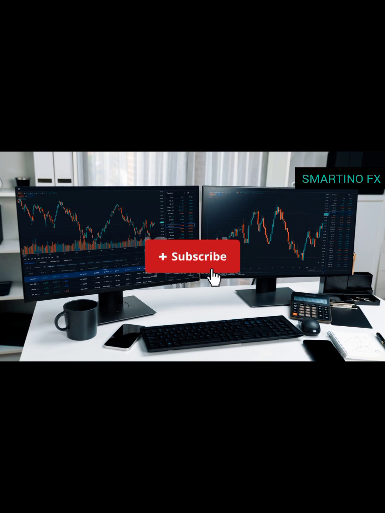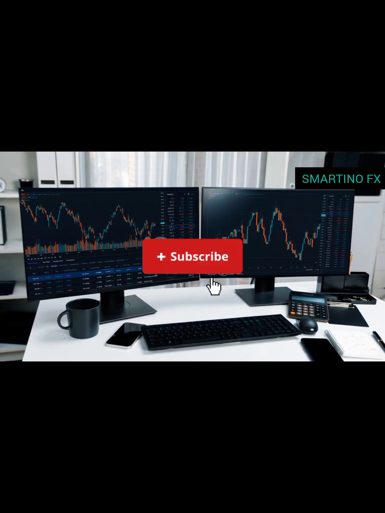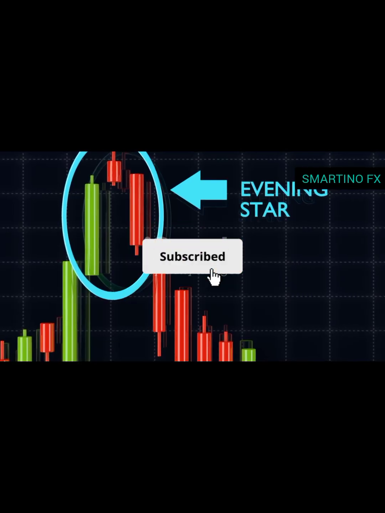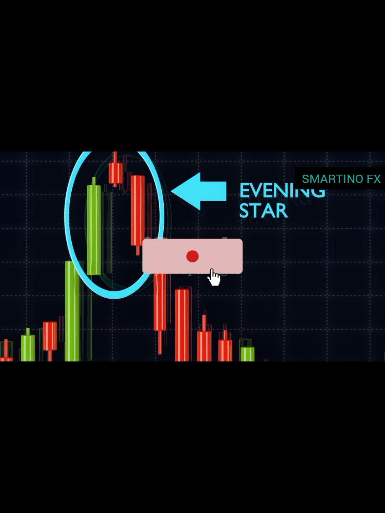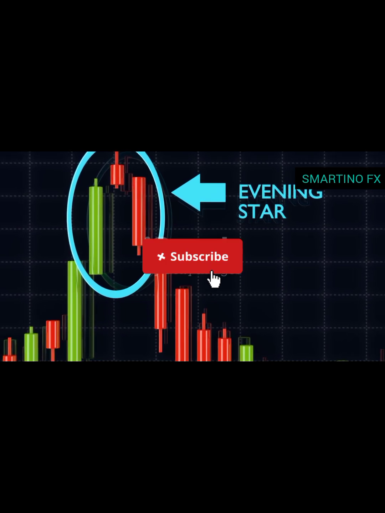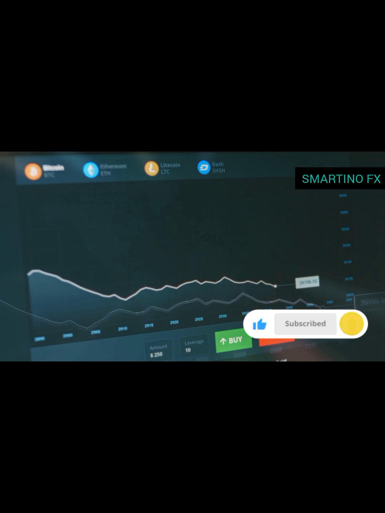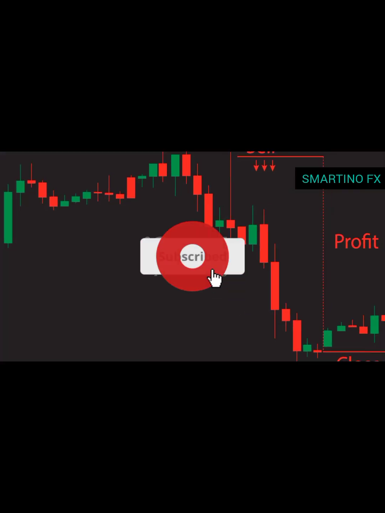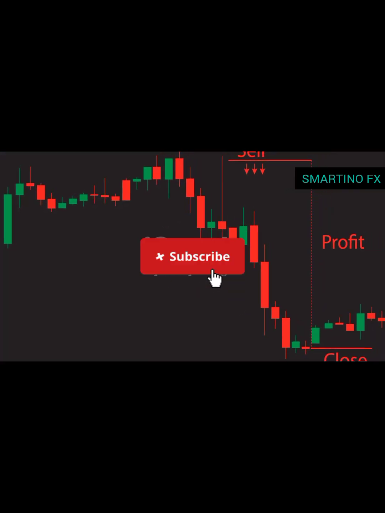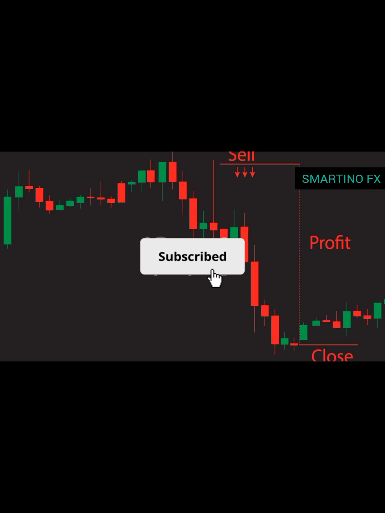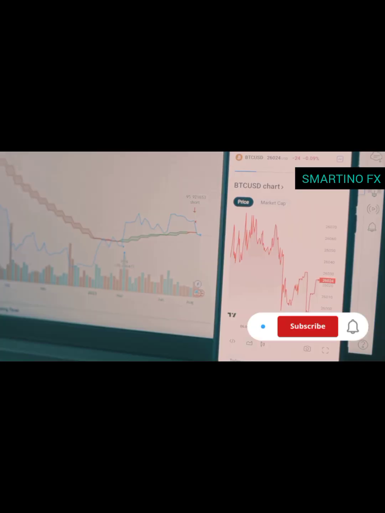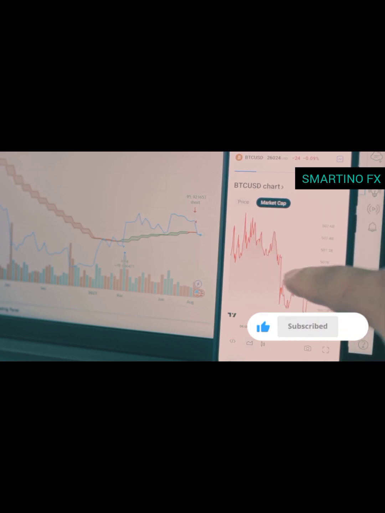A trading chart simply shows how price moves over time. The horizontal axis, x-axis, shows time: minutes, hours, or days. The vertical axis, y-axis, shows price. Each bar, line, or candle you see represents how the price moved during that specific time period. Whether you're trading EUR/USD or Bitcoin, BTC/USD, charts tell the story of supply and demand.